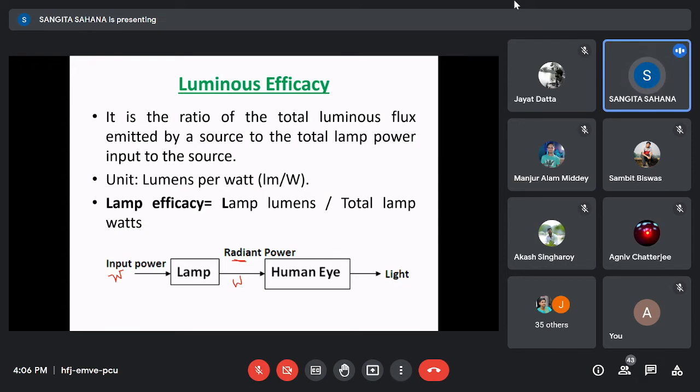Now among this total amount of radiant power, we can see only the part between 380 and 780 nanometer. So that is called light or luminous flux. We call it lumen or luminous flux. So remember that the input is electrical power in watt, the total output we get from any lamp is called the radiant power, also expressed in watt. And out of this total radiant power, the certain amount of radiation that we can see is called luminous flux or lumen.